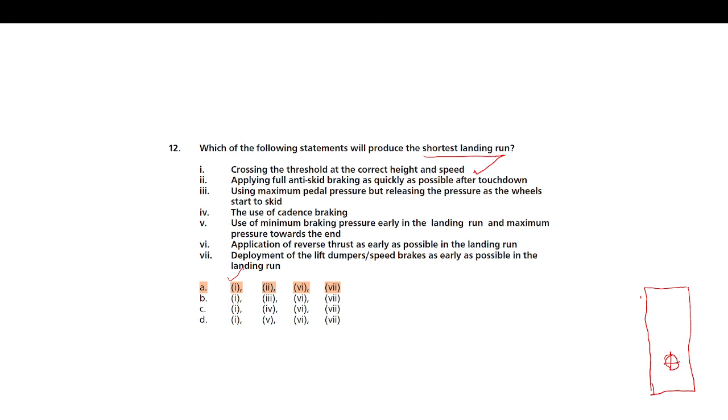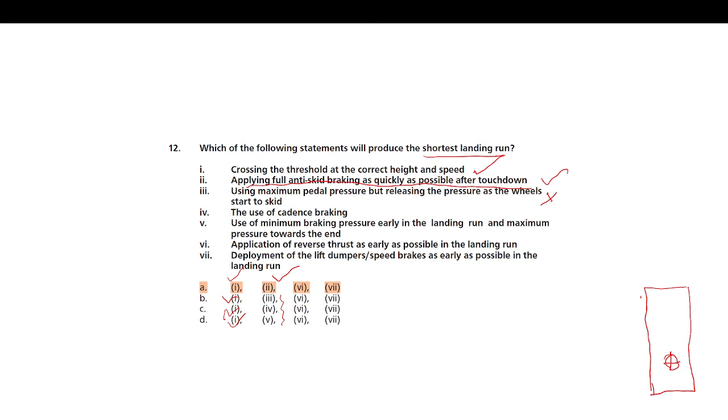So A, A. We can see A is in every option. B, second, applying full anti-skid braking as quickly as possible after touchdown. That is also true. So 2 is the correct answer. Nowhere is 2 there. So most probably we are going to have A as our option. Using maximum pedal pressure but releasing the pressure as the wheels start to skid?